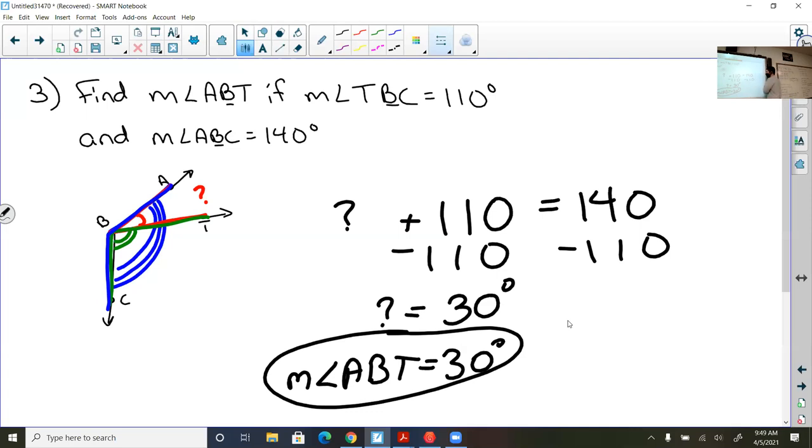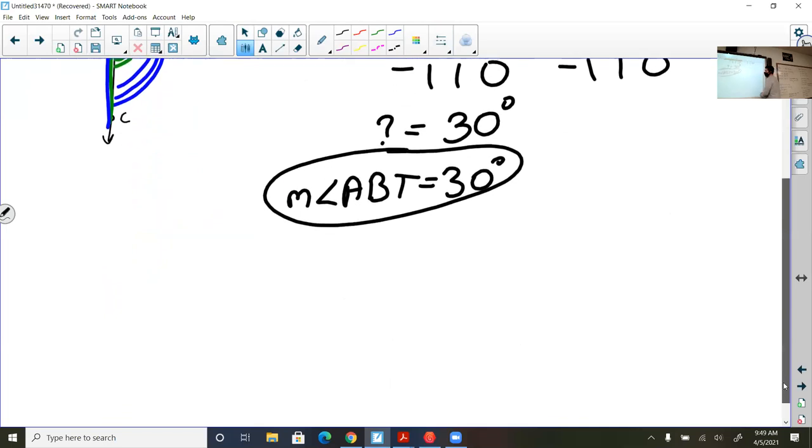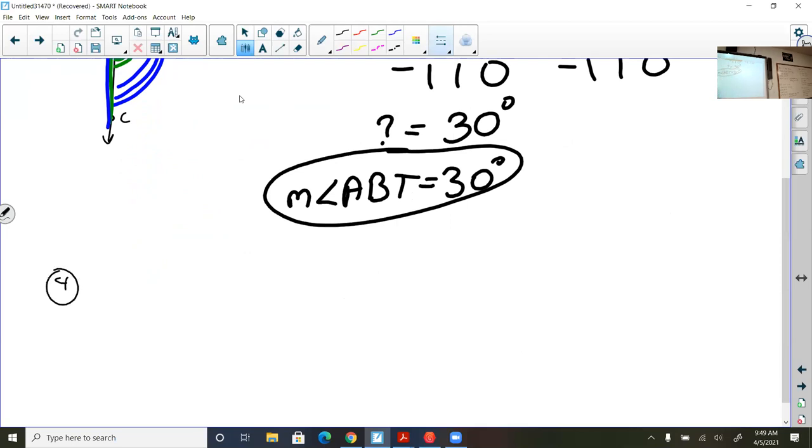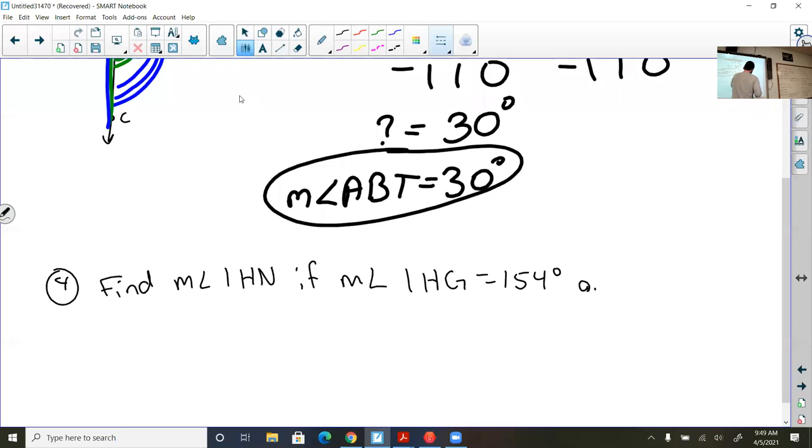All right, moving on to number four. I'll scroll down in case anyone still needs some of that work. New problem, same skill. I'm going to draw the diagram and then identify which angles are the parts, which angles are the wholes, and then go from there.